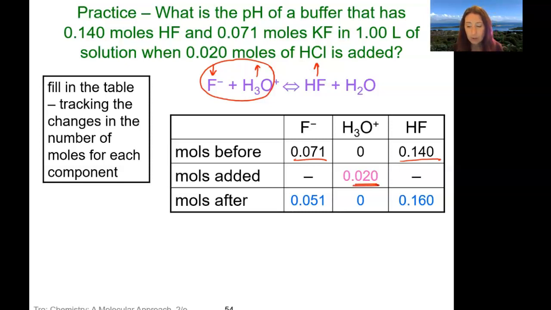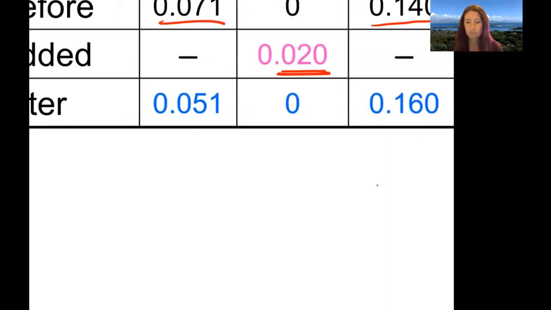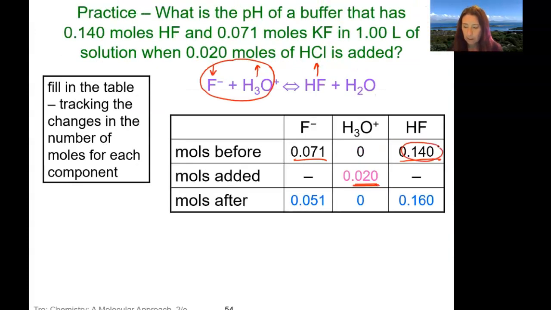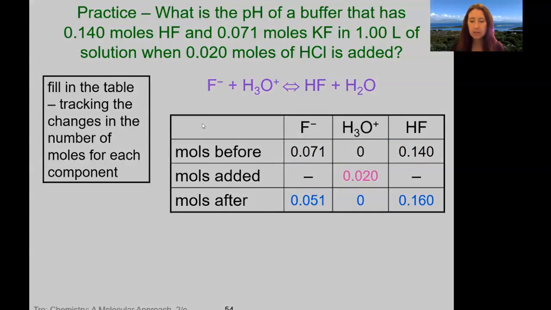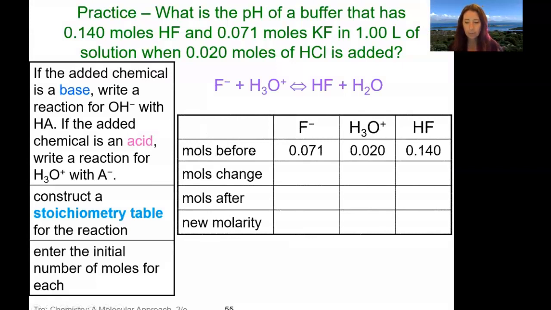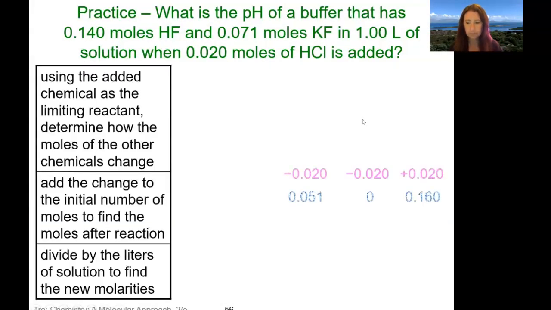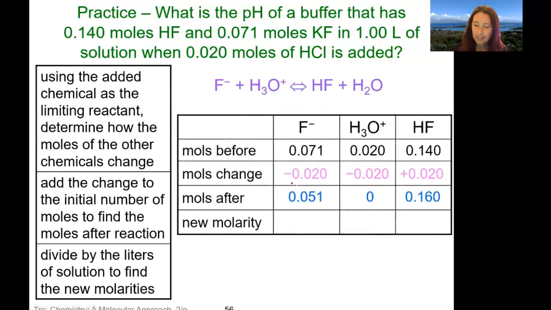So if we added H3O plus, this is going to go up by that amount. This one goes down by that amount. Right, so that's our moles table. I feel like it's easier in the stoichiometry table, so I like to just draw this table. So here's what we started with. That's what we added. This is going to go down by the amount, up by the amount. We added this. This is going to go down. This is going to go up.